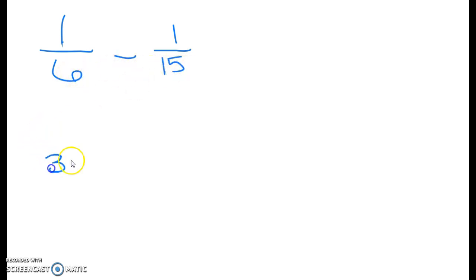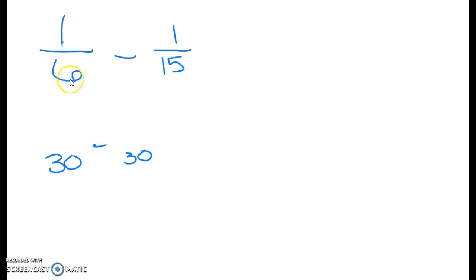Subtracting fractions also involves finding your lowest common denominator. So for instance, if you were subtracting 1/6 minus 1/15, you can't subtract until your 6 and 15 are the same term. Now you can look at these and you could make a list of common factors, but you may be able to tell that 6 and 15 are both going to have 30 as a common factor.